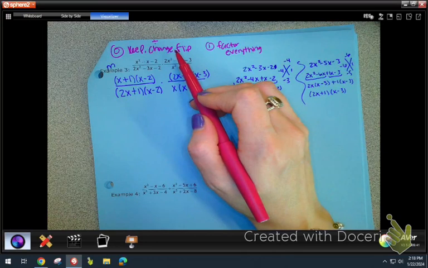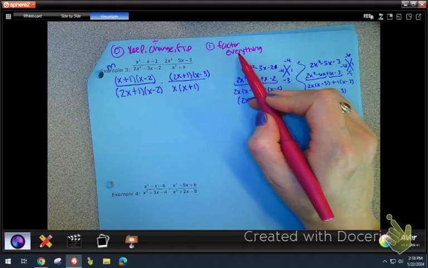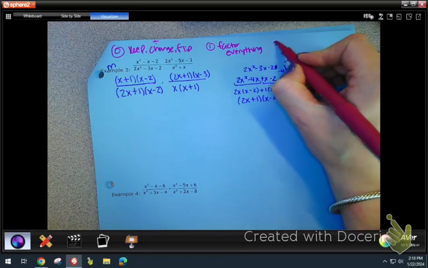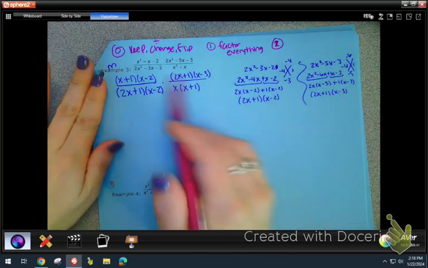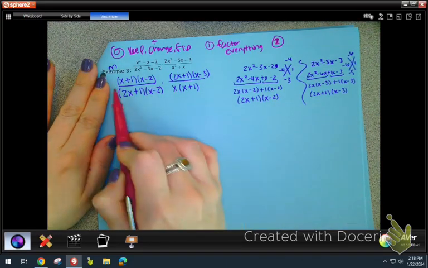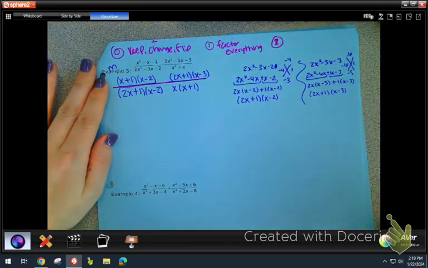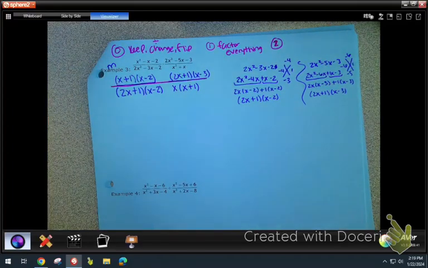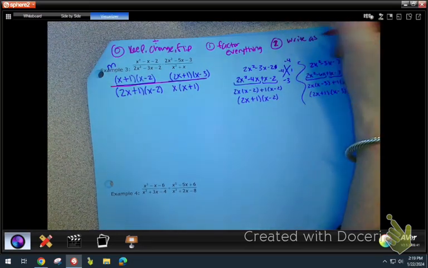Do you have a question? Factor everything. And then technically, oops, this is step 2. When you have it as a multiplication, I kind of like to write it as one big mega fraction, because when I'm multiplying all the way across, I'm just multiplying all those factors on the top, all those factors on the bottom. I'm not actually multiplying them. I'm really just writing them side by side. So that's step 2. Write as mega fraction.